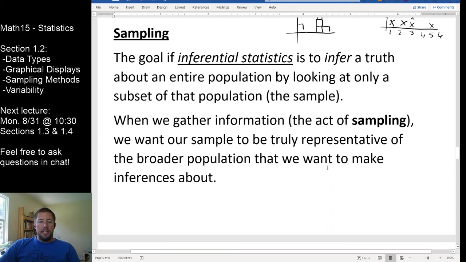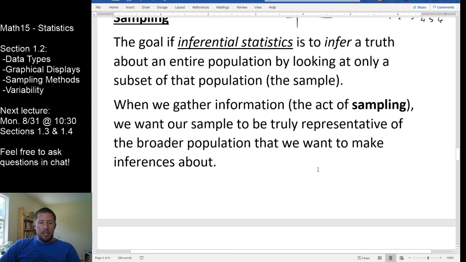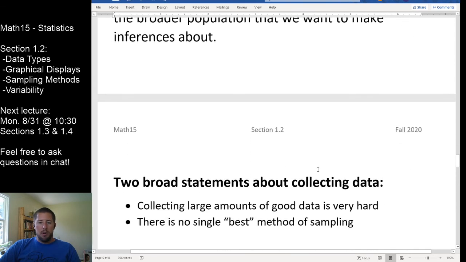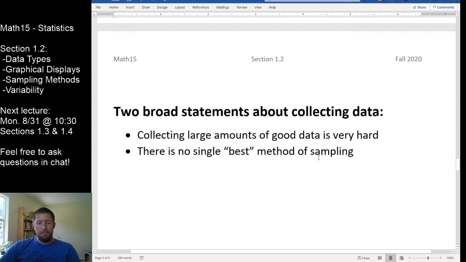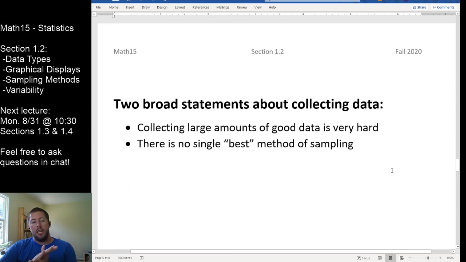So let's say a couple statements about sampling and then look at some good and bad techniques to state the pros and cons. So two broad statements I want to make about data collection before we talk about the data collection techniques that you guys already read about. One, collecting large amounts of good data is very hard. And when I say very hard, what I mean is most of the things that we want to know about in the world, we literally can't afford to collect enough data on. It's just too difficult. There's lots of roadblocks to collecting valuable data.